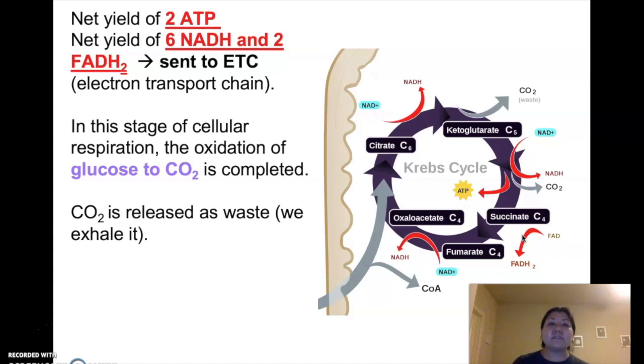So all of this stuff is going to be sent to the next step, step 3, which is your electron transport chain. And at this point, we've completely oxidized glucose to carbon dioxide. It's going to be breathed out as one of our waste products.